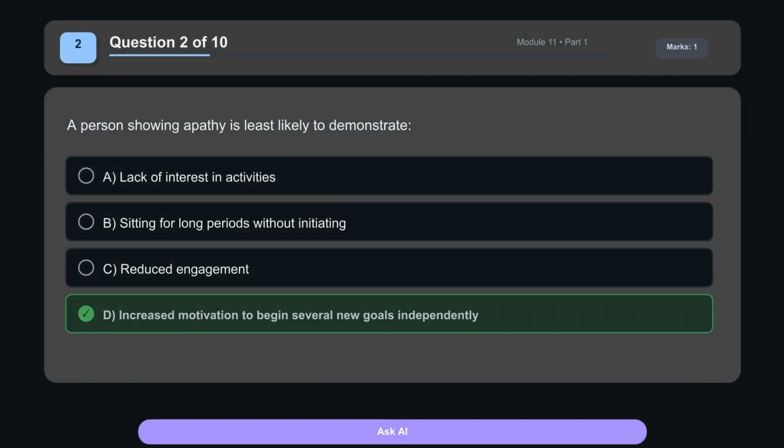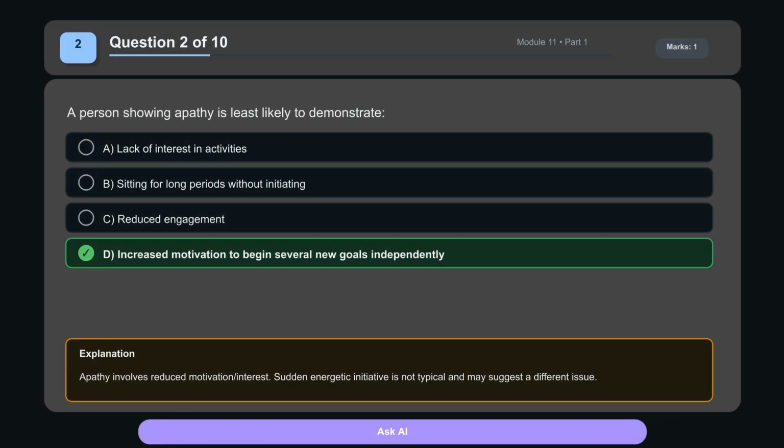The correct answer is D, increased motivation to begin several new goals independently. Apathy involves reduced motivation or interest. Therefore, sudden energetic initiative is not a typical demonstration of apathy.